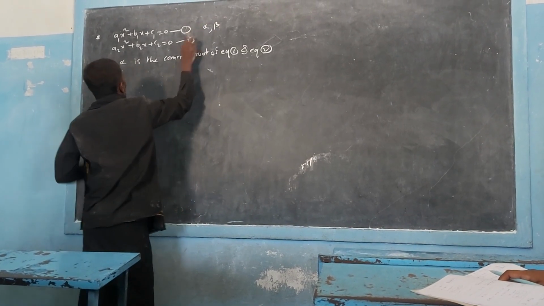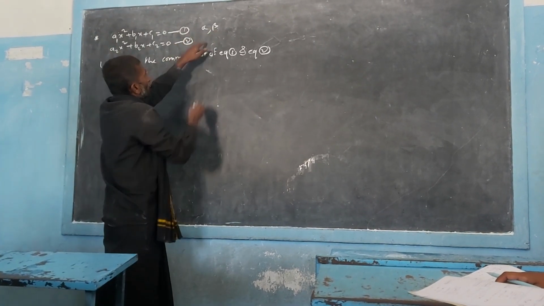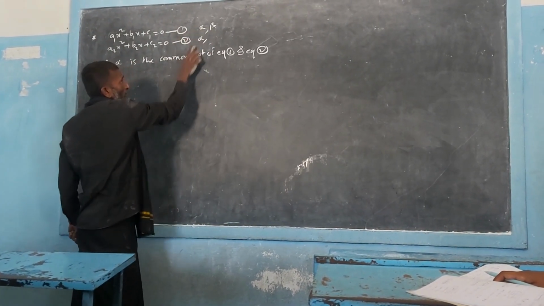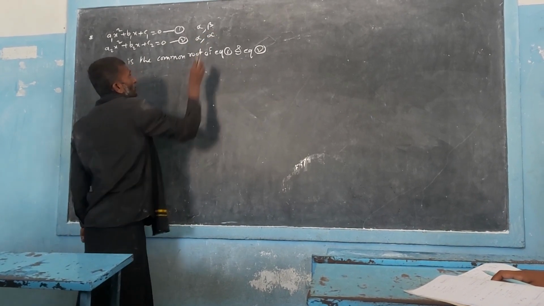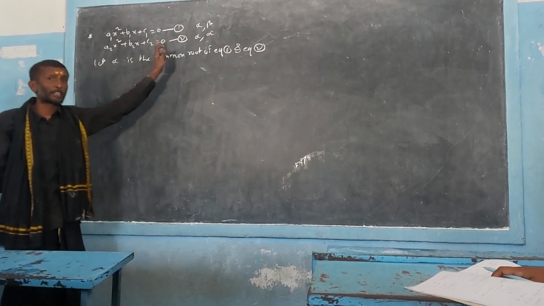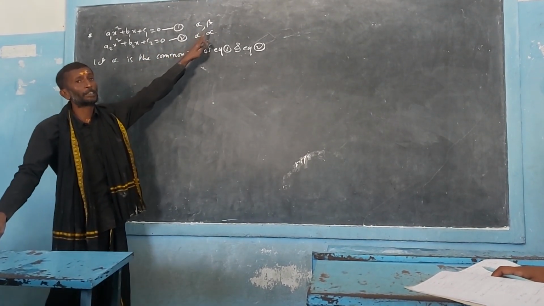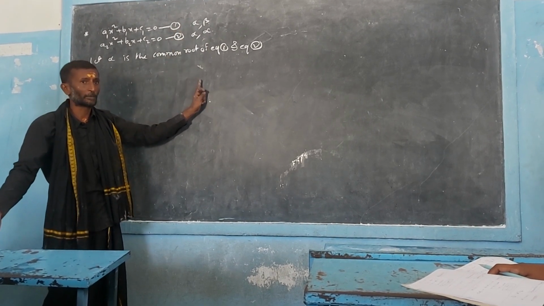And for the second equation, if both the equations have a common root, it means one root must be the same. We are assuming the common root is alpha, and the other root may be a different one, gamma. So with respect to the first equation, the roots are alpha and beta. With respect to the second equation, the roots are alpha and gamma. So what you understood here is that alpha is a common root, right?